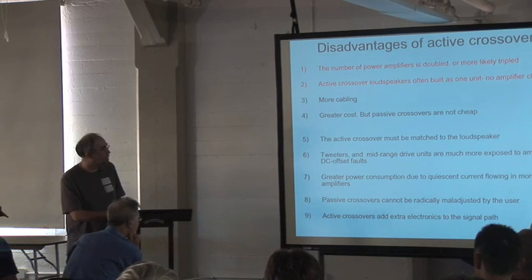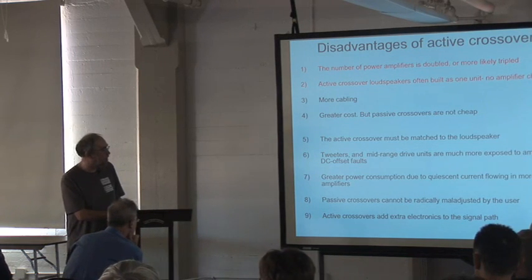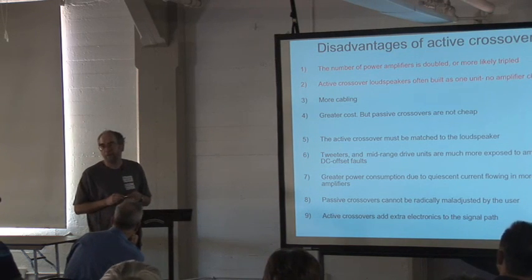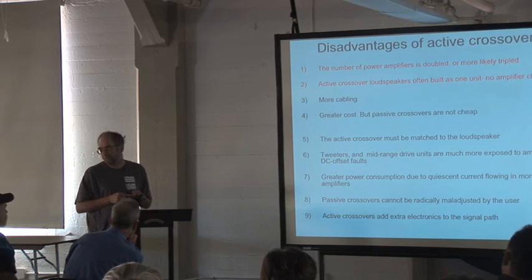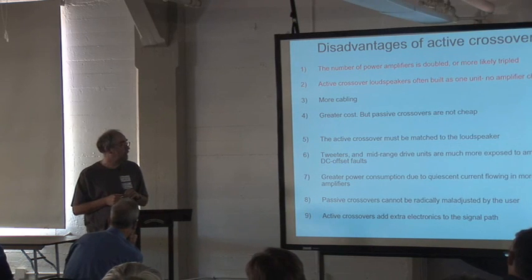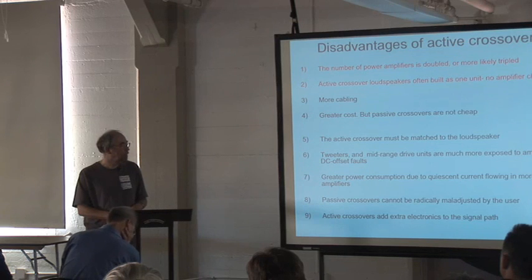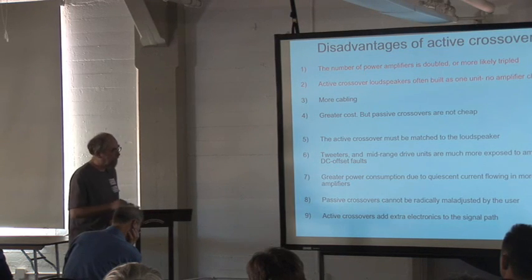Right, and the final thing to think about is that an active crossover is putting electronics in the signal path that otherwise would not be there. There is going to be some signal degradation. The question is, how much can you put up with? I'm going to be talking later about how little you can mangle the signal, but it is something to always think about. That is an extra thing in the signal path.